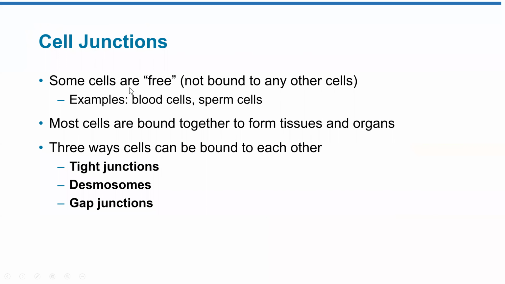Some cells are free, not bound to any other cells, for example blood cells or sperm cells, but most cells are bound together to form tissues and organs. Three ways cells can be bound to each other include tight junctions, desmosomes, and gap junctions.